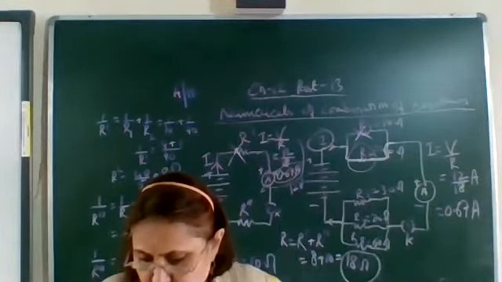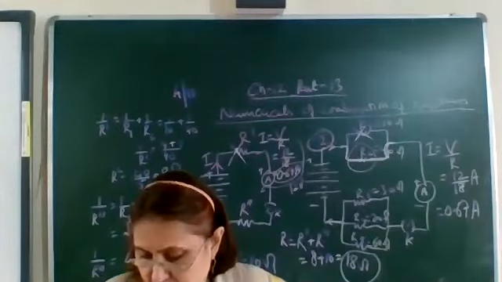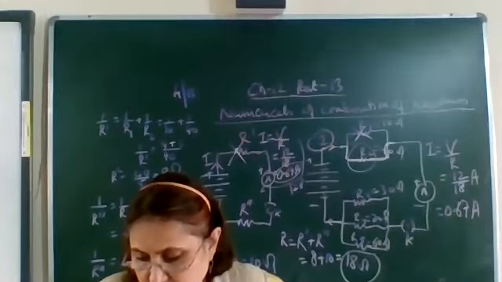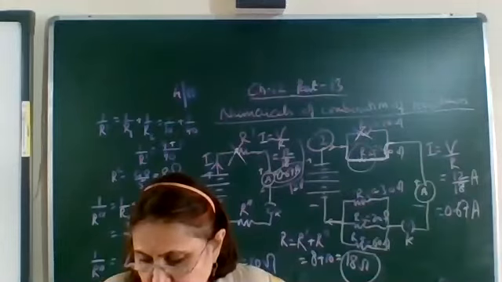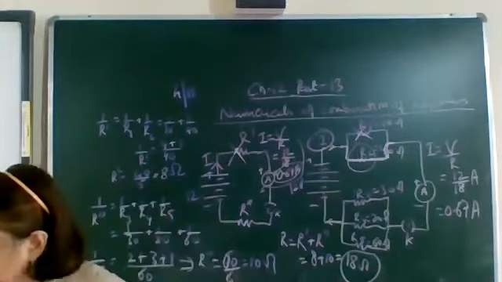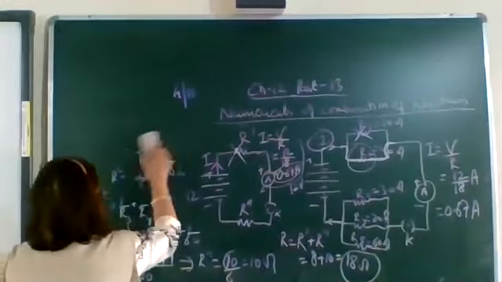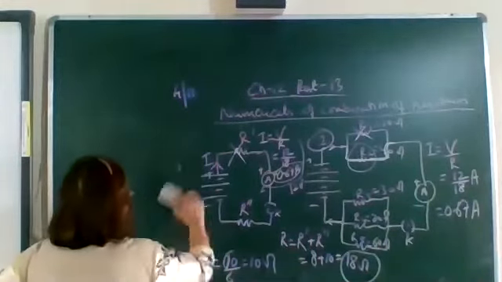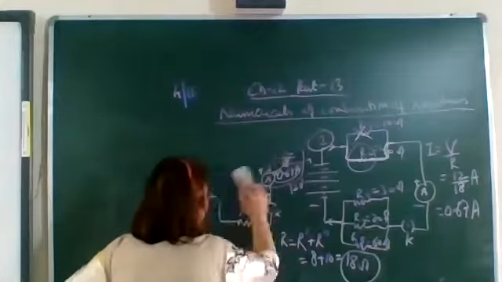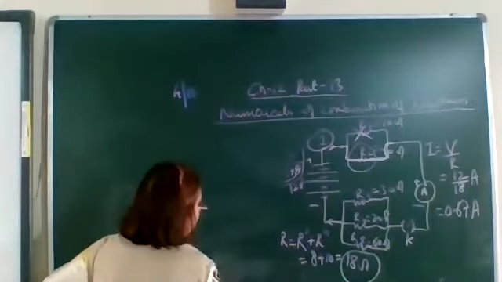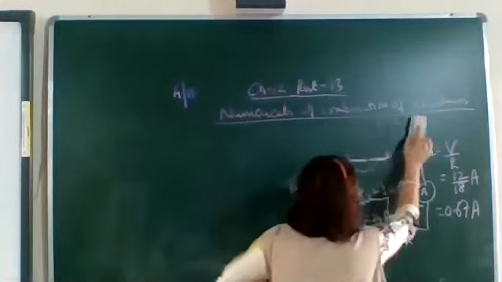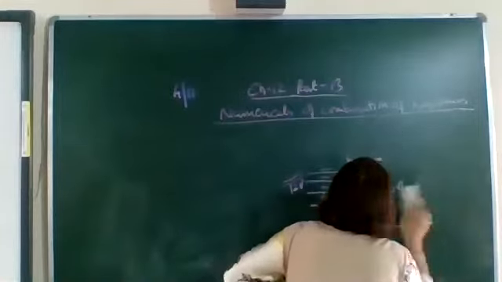Then page number 216. There are a few unsolved questions. Let's discuss these questions. Judge the equivalent resistance when the following are connected in parallel. We have to find the equivalent resistance when two resistors, R1 and R2, of different values of resistance, are connected in parallel.